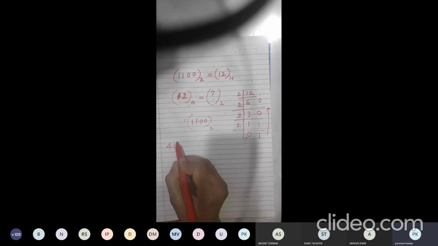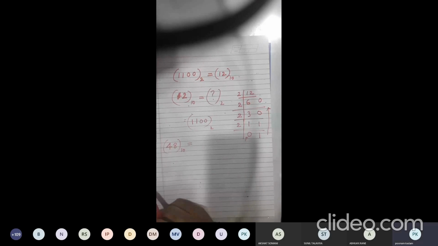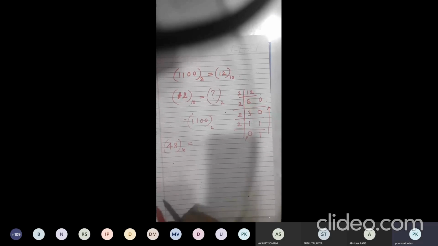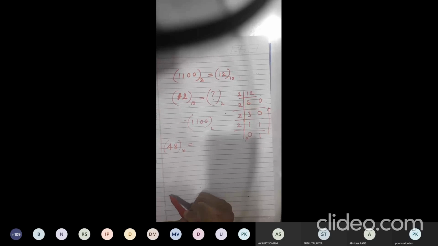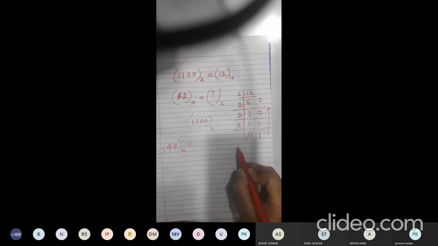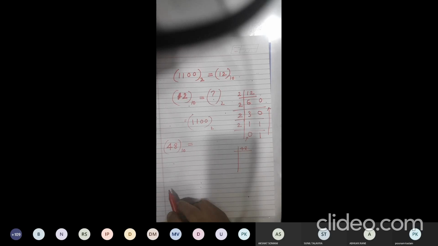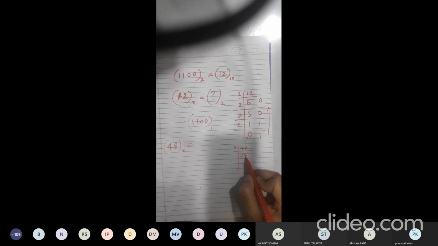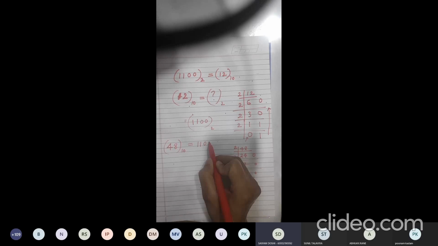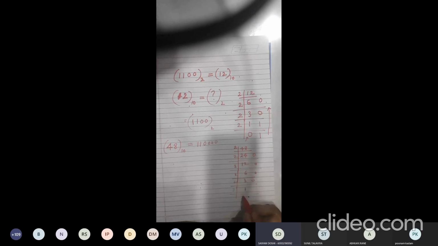What will be the binary equivalent of decimal number 48? Do it at your end and tell me what is the binary representation of 48. Anybody got? 110000. Right. Correct.